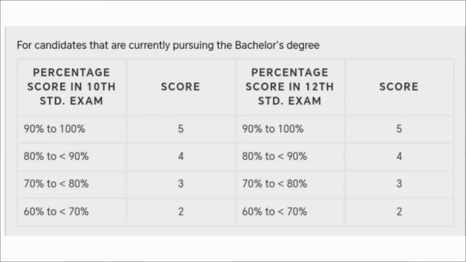Then for the overall score calculation for class 12th, if your percentage ranges between 90 to 100, there are 5 points. If it ranges between 80 to 90%, there are 4 points. If it ranges between 70 to 80%, there are 3 points, and if it ranges between 60 to 70%, there are 2 points.